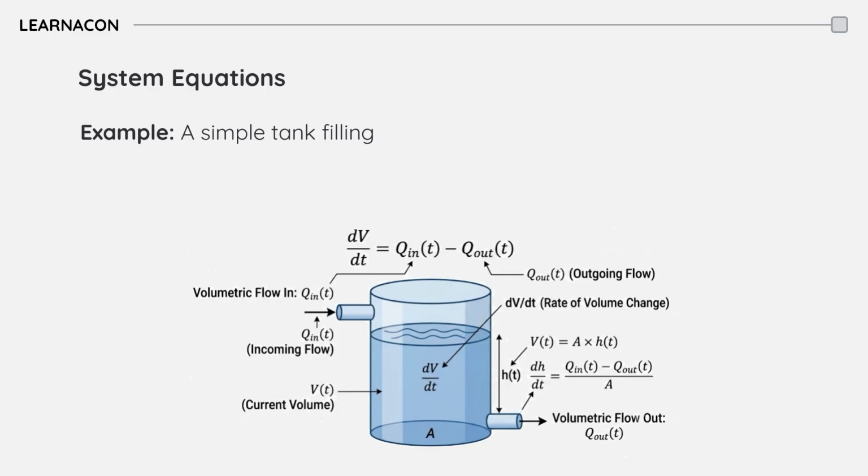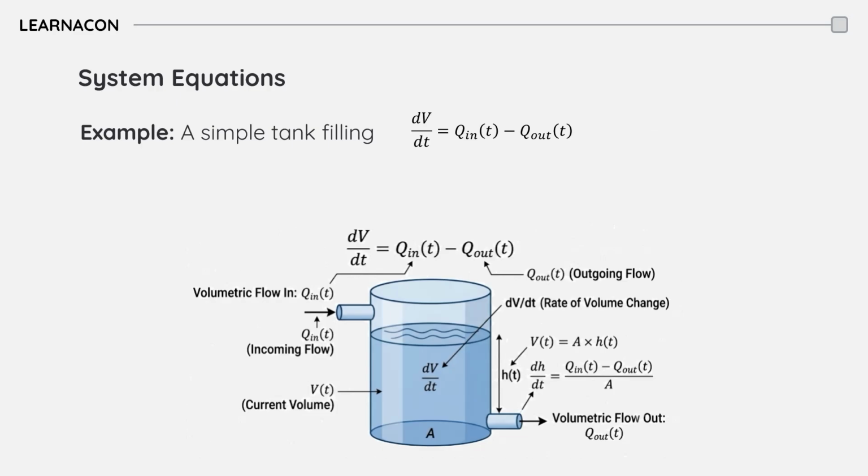Here we have a diagram of a simple tank filling mechanism. We have volumetric flow in represented by Q in over time, and similarly flow out represented by Q out function. The change in the height of the water, or more precisely, the volume of the fluid, is defined by the delta between flow in and flow out over the time. So we can have an equation like this: dV by dt is equal to Q in minus Q out.